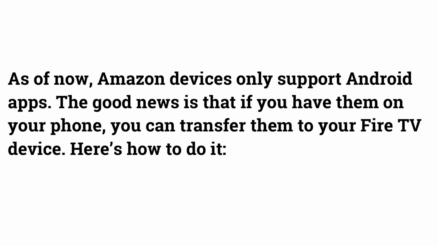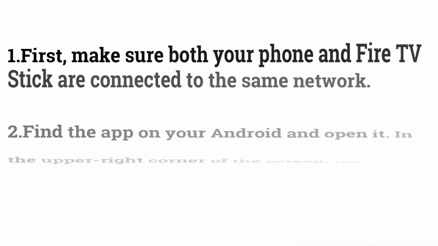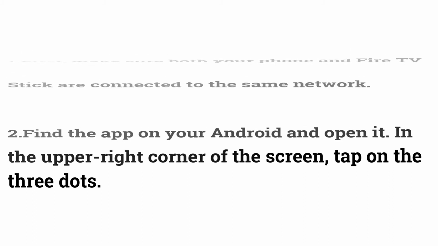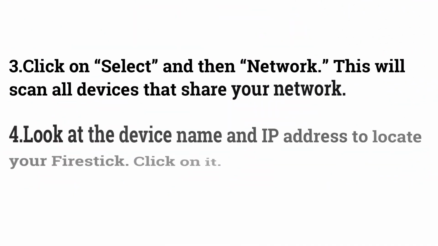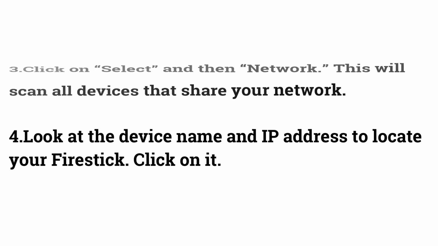The good news is that if you have them on your phone, you can transfer them to your Fire TV device. Here's how to do it. First, make sure both your phone and Fire TV Stick are connected to the same network. Find the app on your Android and open it. In the upper right corner of the screen, tap on the three dots. Click on Select, and then Network. This will scan all devices that share your network. Look at the device name and IP address to locate your Fire Stick.